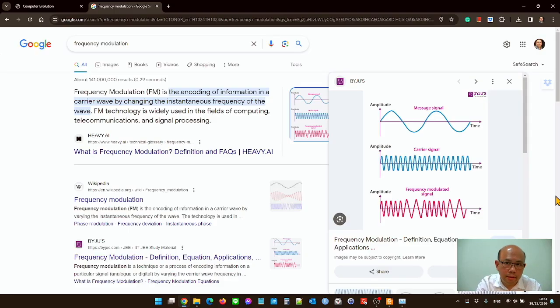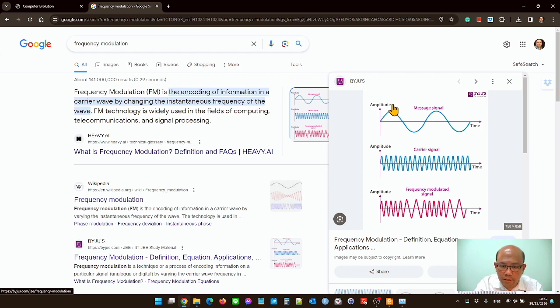Here I searched the internet, and this is a result for frequency modulation. Look at this picture here. This is a signal waveform, for example my voice, and this is a carrier signal. Signal A and signal B combine and change in frequency, changing the frequency by changing the voltage of the input signal.